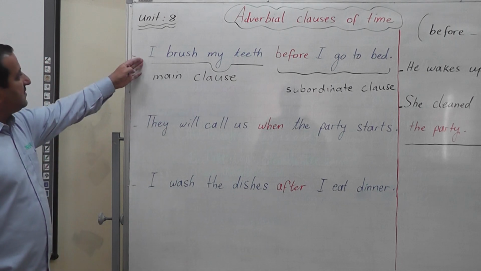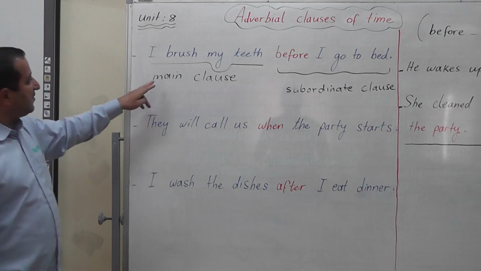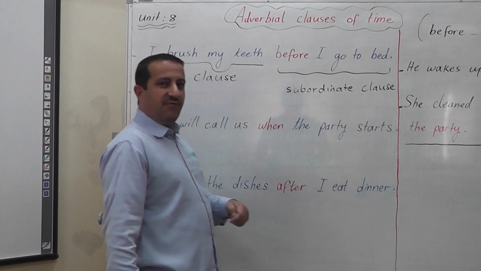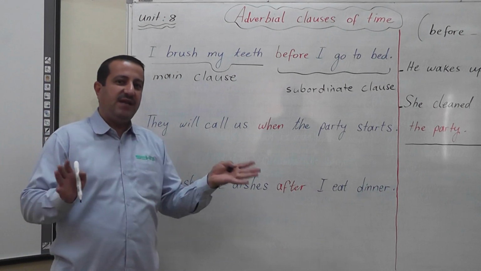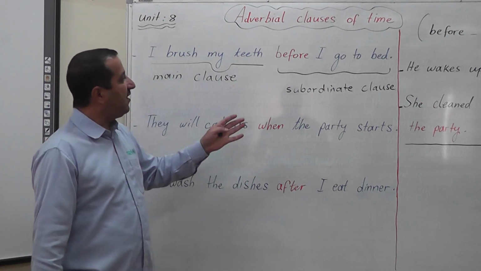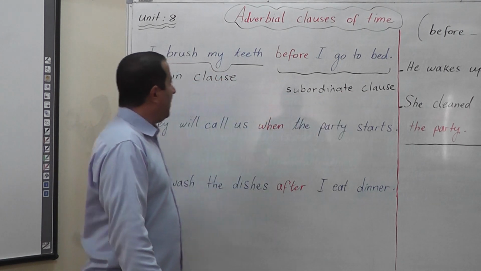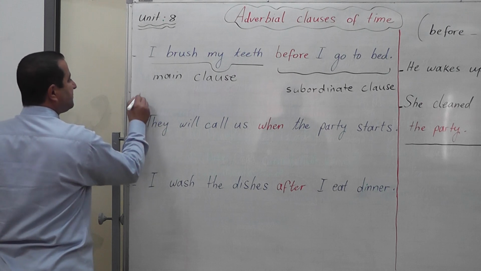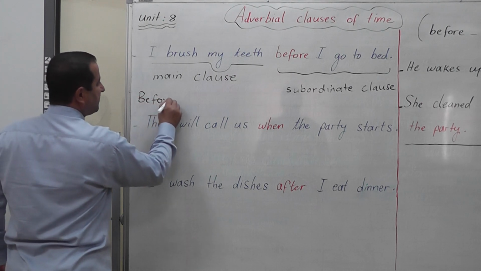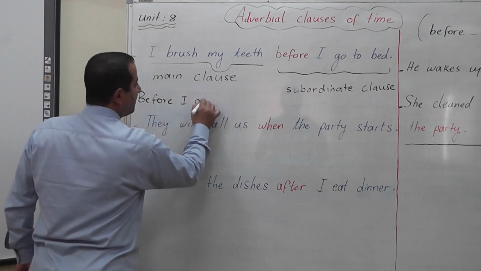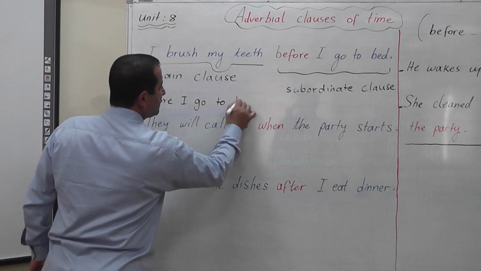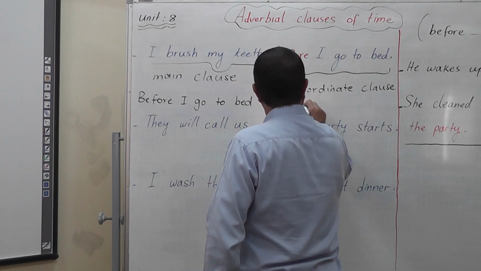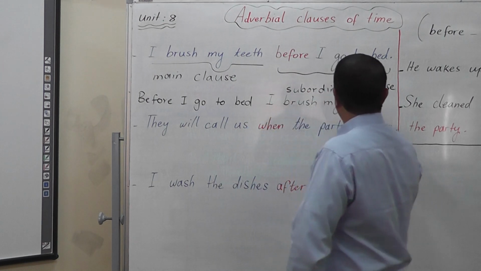If we look at the sentence, I brush my teeth before I go to bed, we start with the main clause. Then we have the subordinate clause. So if we want to say it in a different way, but the meaning is still the same, we can start with the subordinate clause at the beginning. For example, before I go to bed, I brush my teeth.